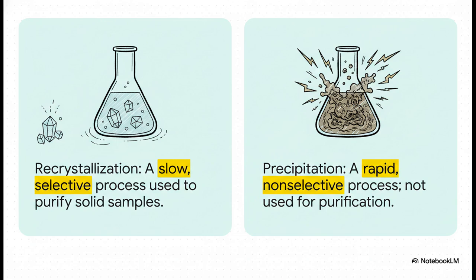Now, it's really important here to not confuse recrystallization, which we just saw, with precipitation. They might sound similar, they both make a solid from a solution, but they are total opposites in terms of purpose. Recrystallization is a slow, careful, selective process that builds pure crystals. Precipitation is just a rapid, non-selective crash, where a solid just dumps out of the solution. It's messy, and it doesn't purify anything. One is an art form, the other is basically just making a mess.